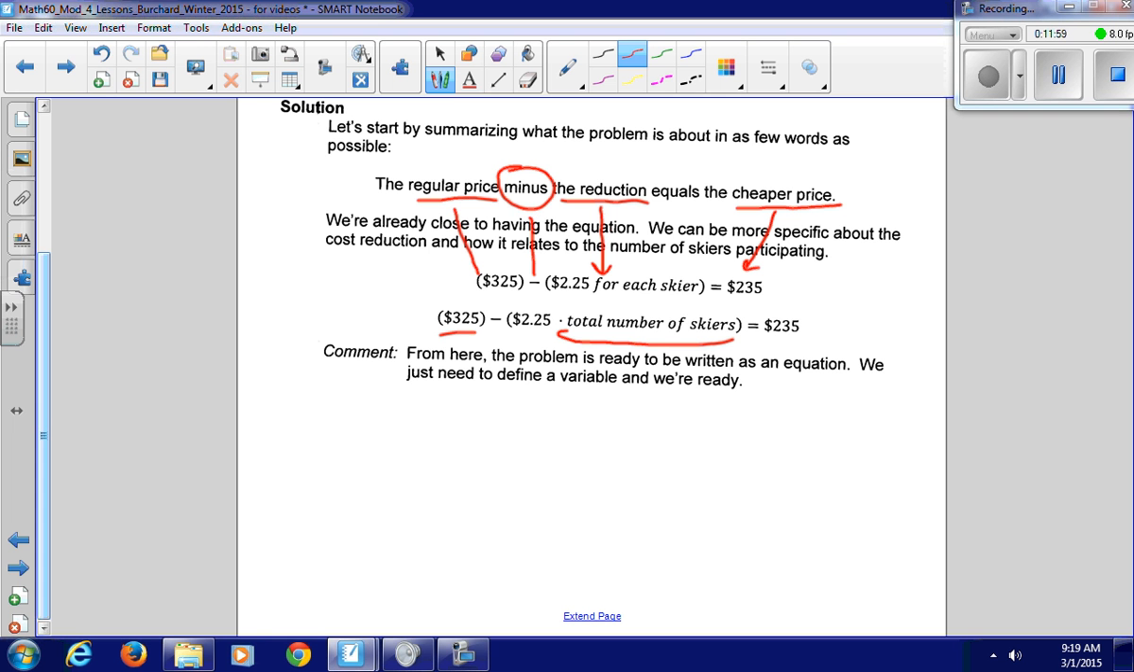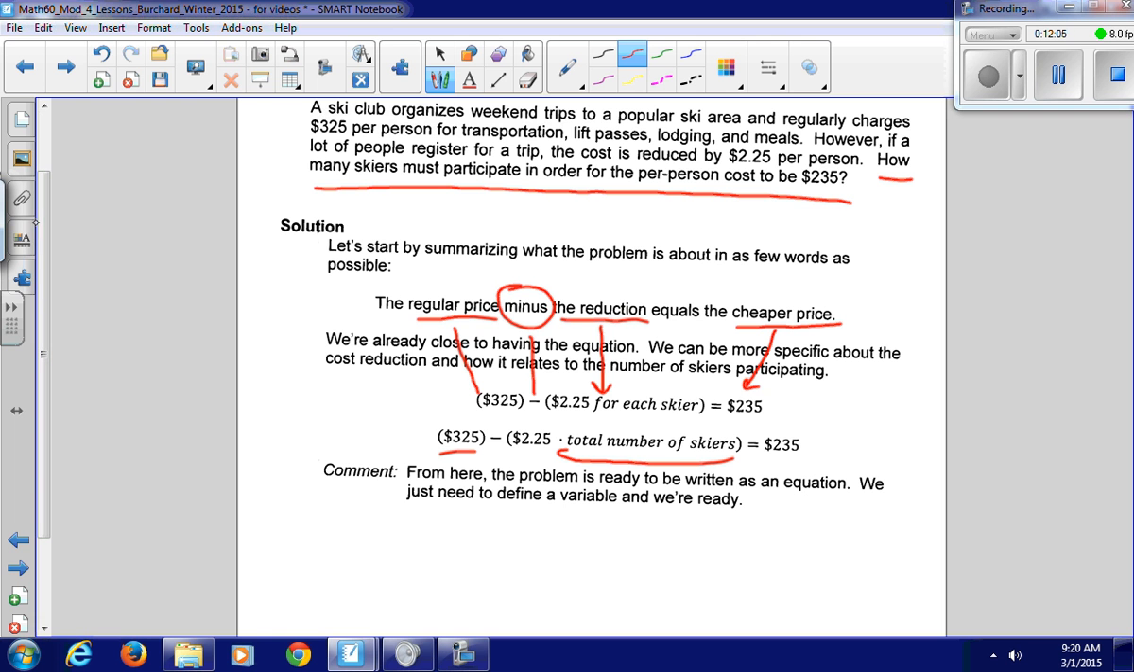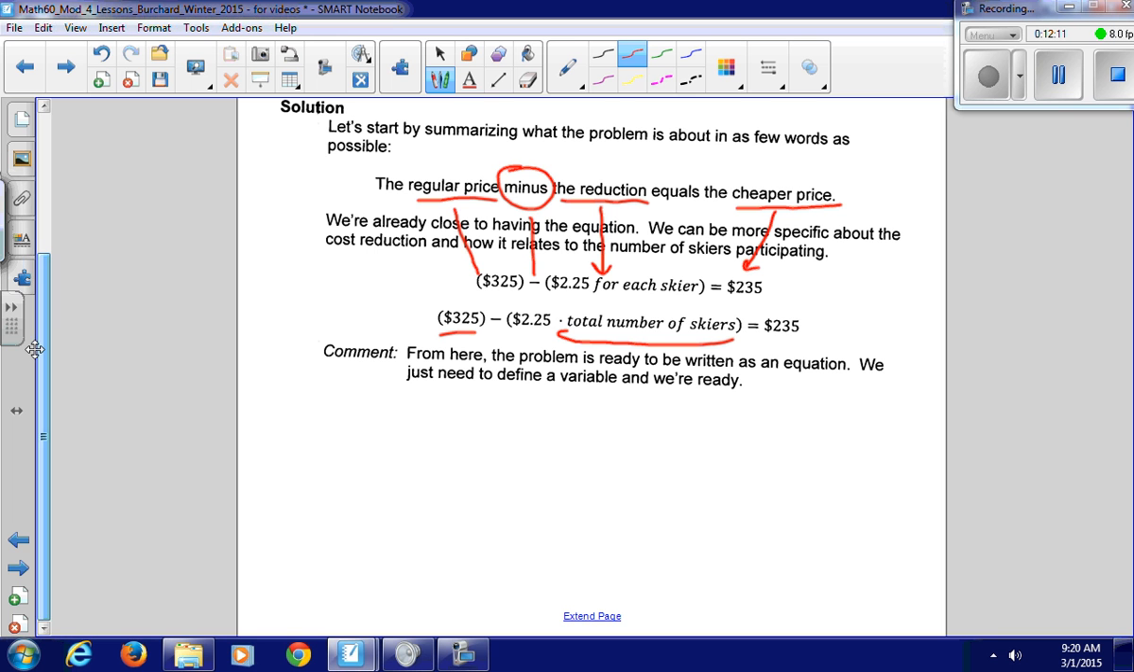So if you look at the original problem, it said up here how many skiers must participate in order for the per person cost to be 225 or 235. Remember, we've typically said that you can look at the question that you're trying to answer, and that will frequently tell you what the variable should be. Plus, we can look at our verbal equation that we wrote right here, and we can see what that might be. So we're going to use T equals the total number of skiers.